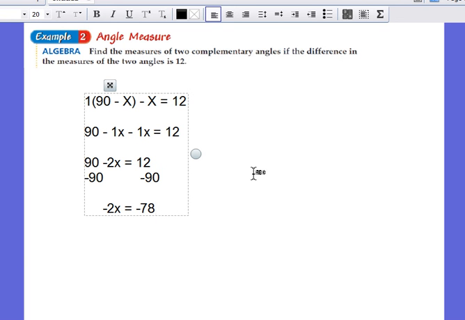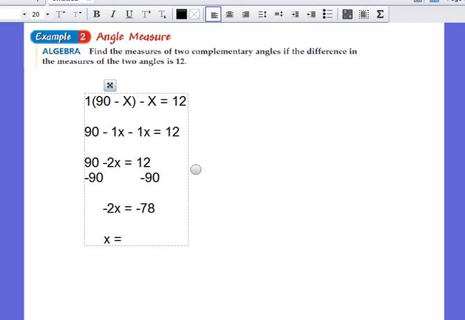And then from there, you know that the negative 2 and the x are multiplying. So what you have to do is divide. So you just divide both sides by 2. And then you're just basically going to get x is equal to whatever 2 times negative 78 is.